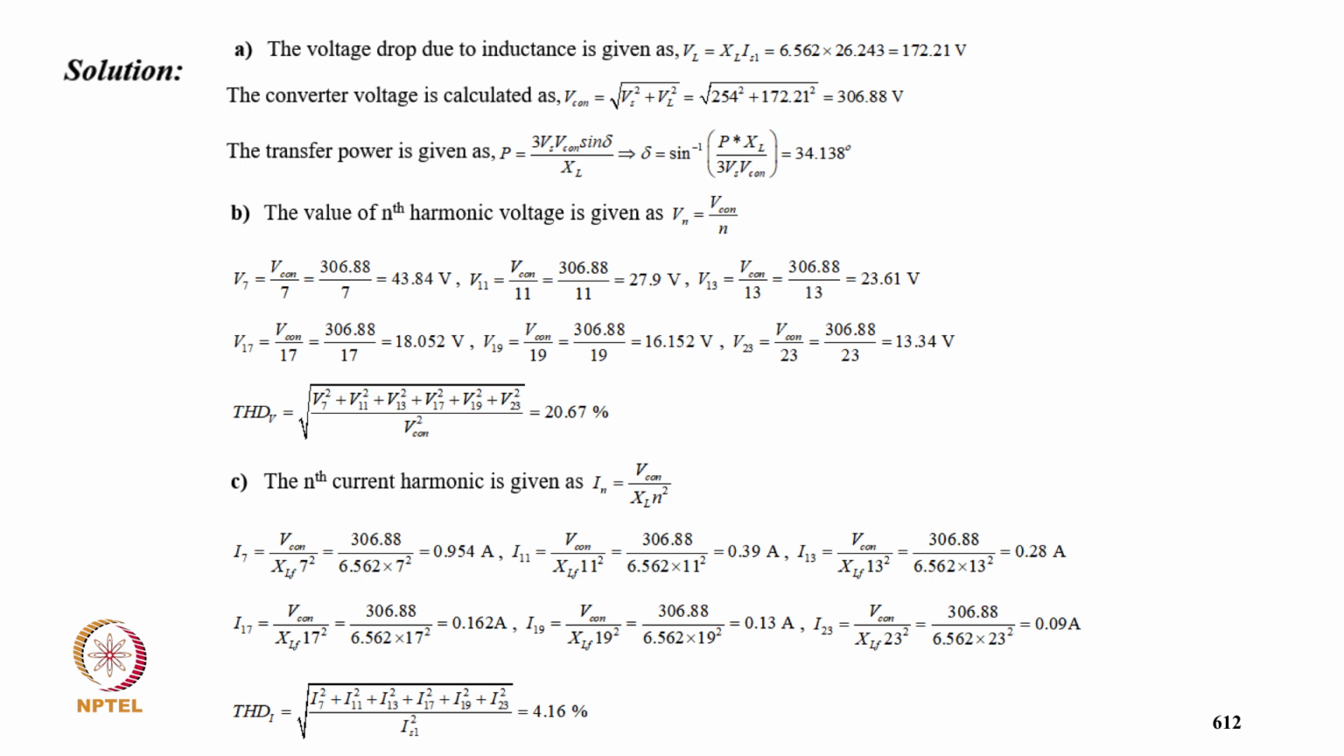So I7 comes 0.94, 11th harmonic I11 0.93, I13 0.2, I17 is your 0.61, I19 0.13, and I23 0. ITHD, adding all the harmonics I7, 11, 13, 17, 19, 23 divided by I1, so it comes 4.16.